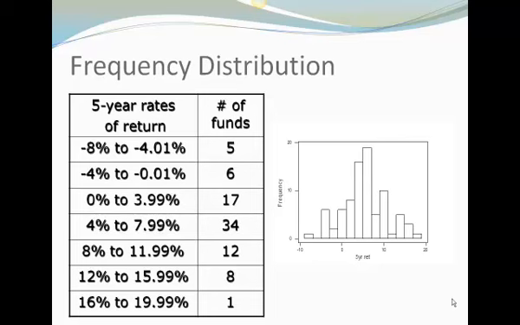So let's look at an example of a frequency distribution. So here we have the tabular representation over here. That's the frequency distribution, and then the graphic is actually a histogram. So what we're looking at here are 5-year returns of a series of different funds. And we can see that 5 funds returned between -4% and -8%. 34 funds returned between -4% and 7.99%, things like that. And that frequency distribution is used to develop a histogram. So your histogram is a graph of your frequency distribution.